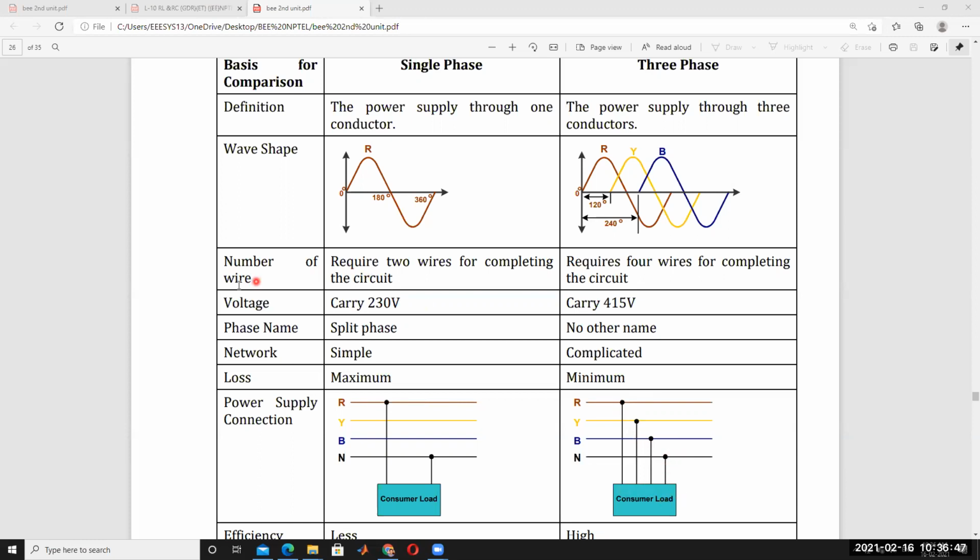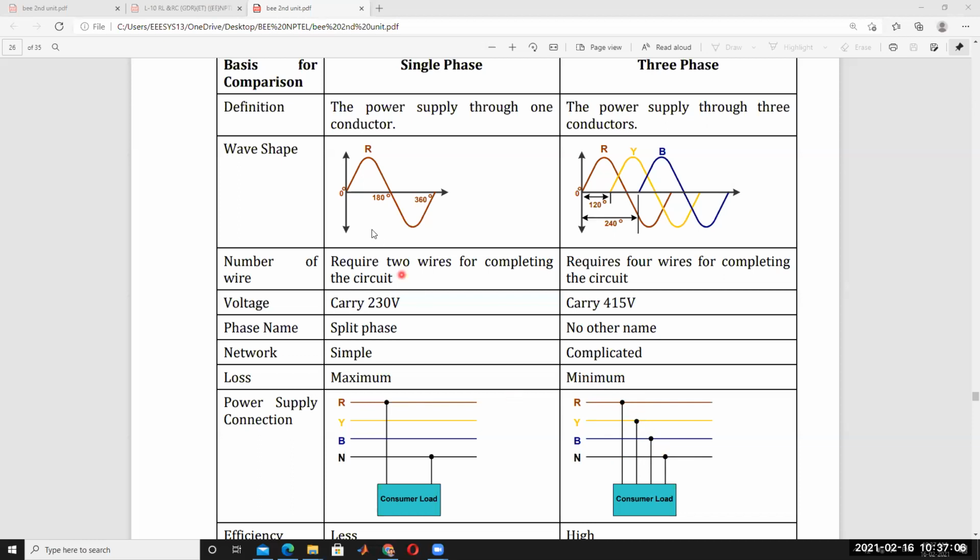So, for the number of wires, you require two wires for completing the circuit in a single phase system: this one wire and this another wire. But here it requires four wires for completing the circuit. R, Y, B are the three phases, and the other wire is called neutral.